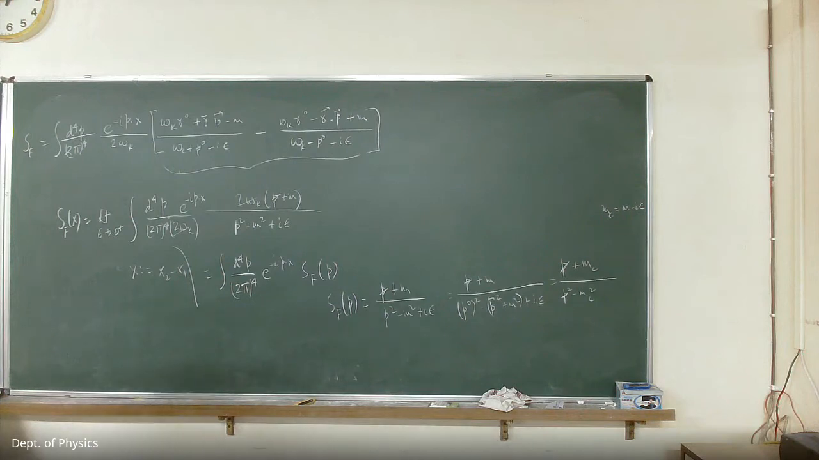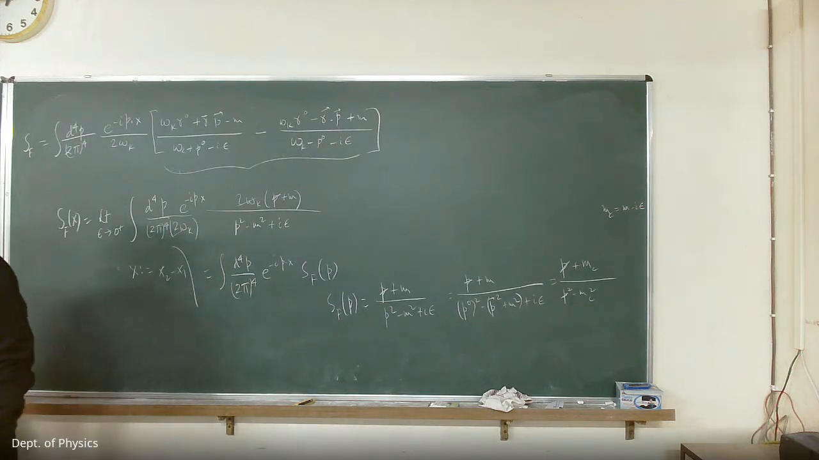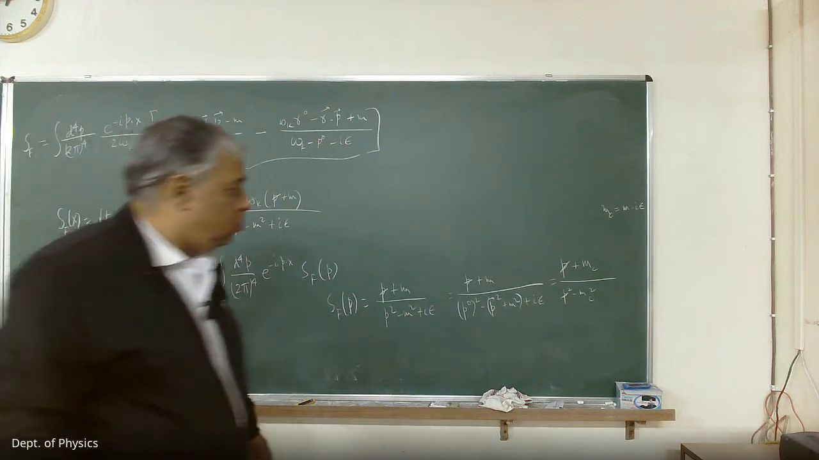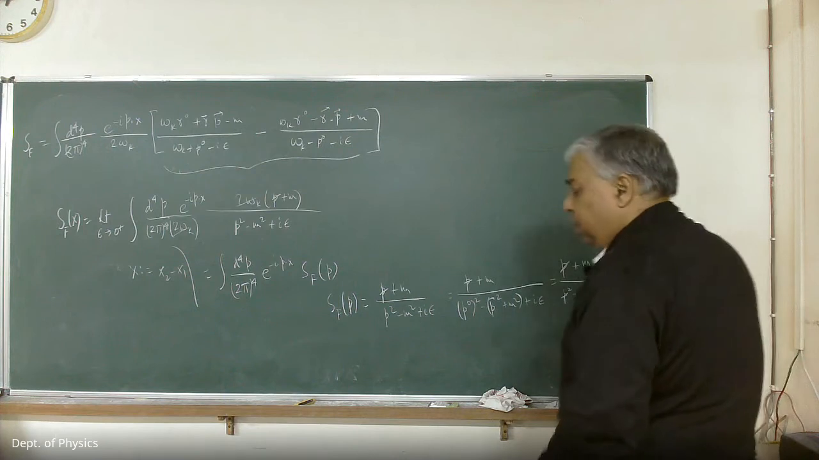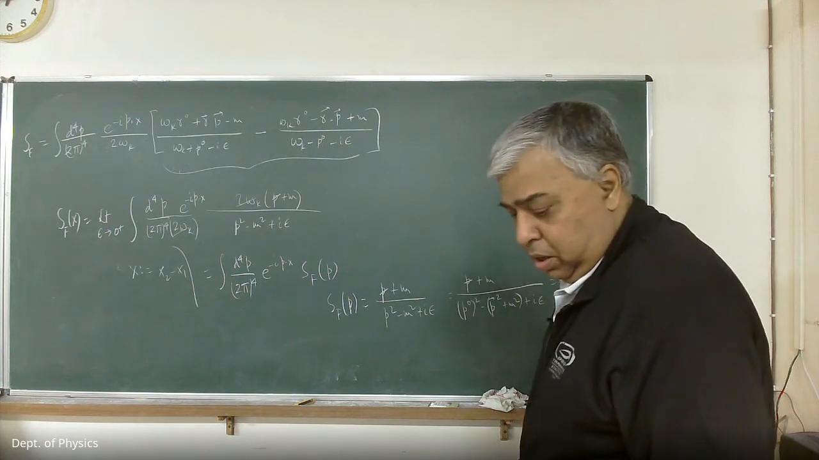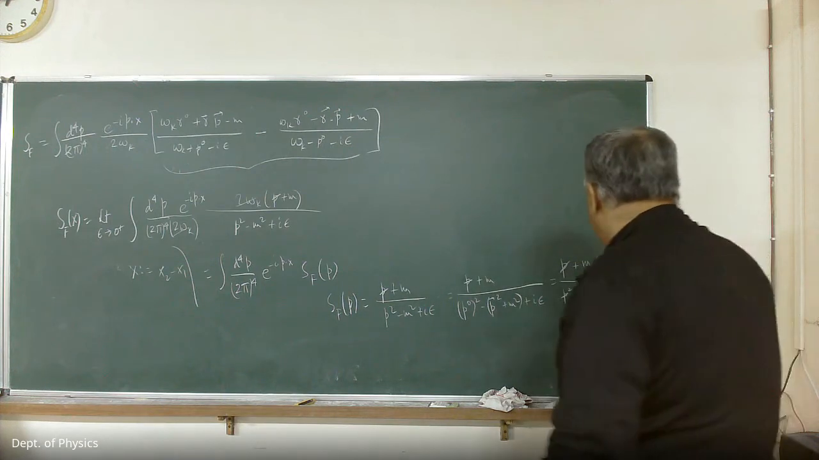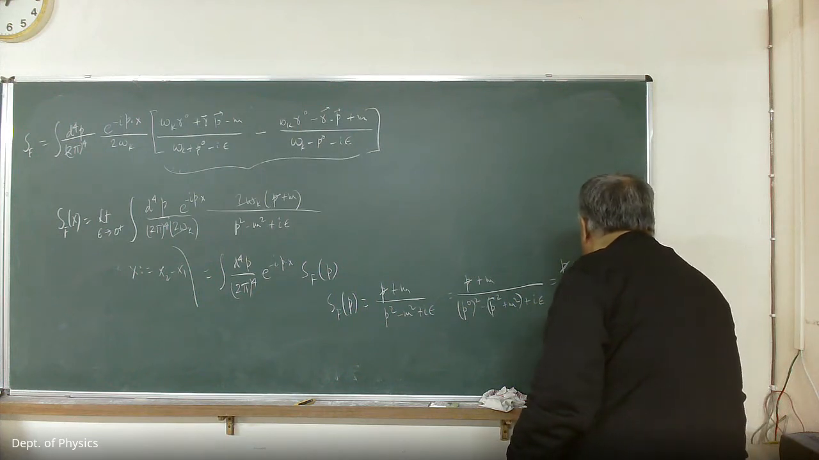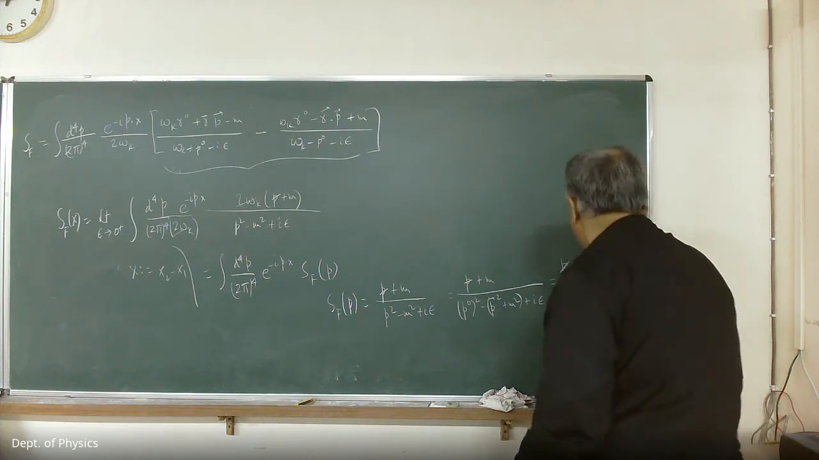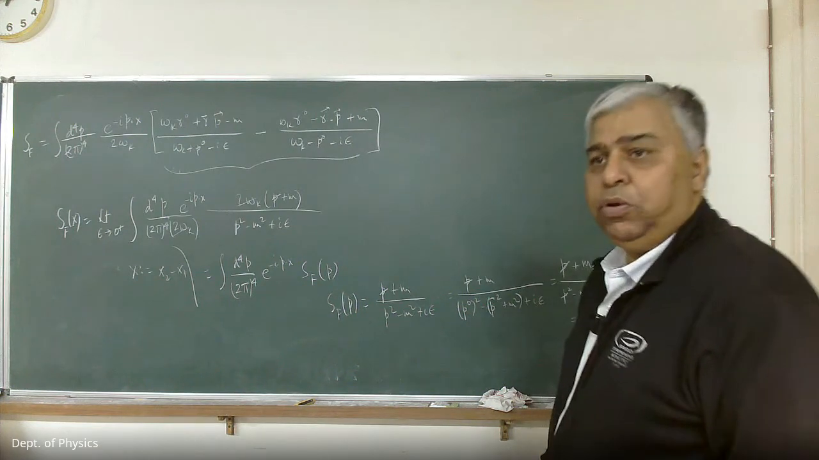This is the trick, right? Because epsilon is infinitely small. So I can write it like this: p slash plus m_c, and I can write this as 1 by p slash minus m_c. We can do it like this.